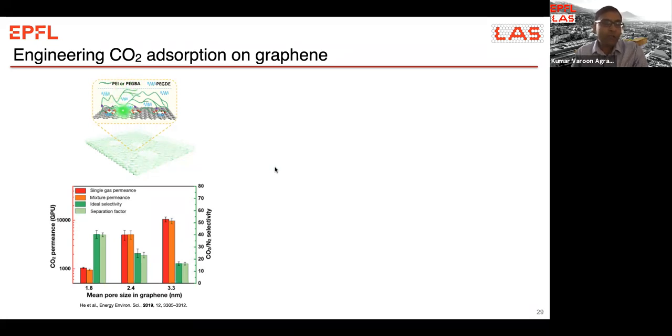What my students did here is essentially graft an extremely thin film. In this case, it was 3 to 10 nanometer thick films of PEI or PEG-BA. Both of them have a high number of nitrogen groups inside these chains. In PEG-BA, you also have oxygen groups, and these improve your competitive sorption of CO2 compared to nitrogen.